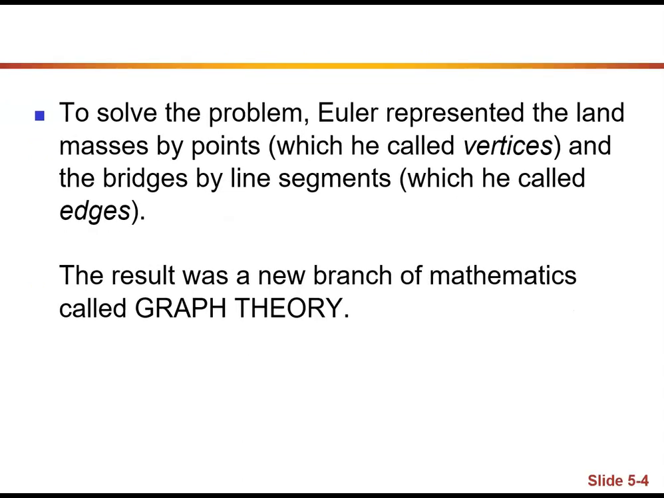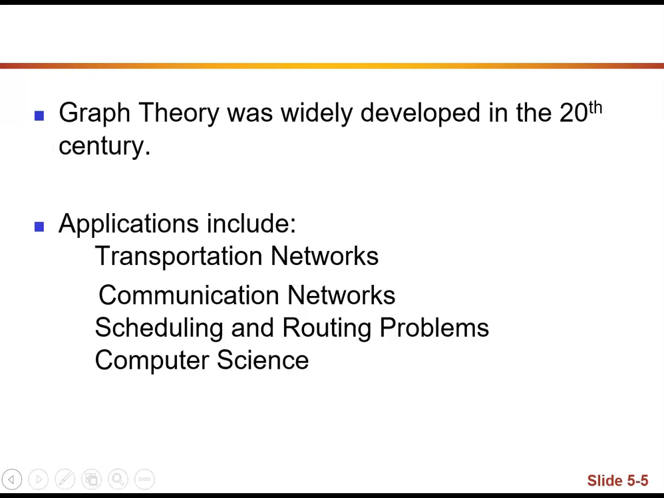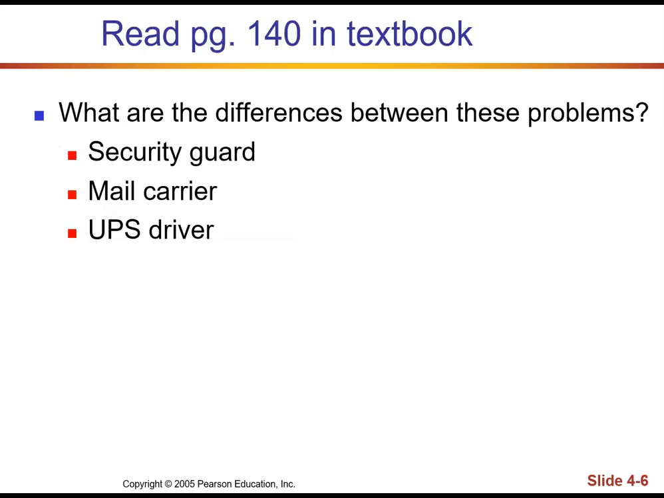So what did Euler do to solve this problem? Euler represented the land masses by points, which he called vertices, and the bridges by line segments, which he called edges. The result of this is what we call graph theory, a new branch of mathematics that was widely developed in the 20th century. Why is this important? It helps us with transportation networks, communication, scheduling, and routing problems. I'm going to show you a couple of those. Computer science is another huge portion of that. Again, routing is really important in a lot of our daily activities.